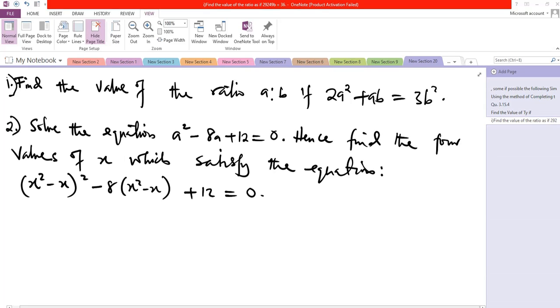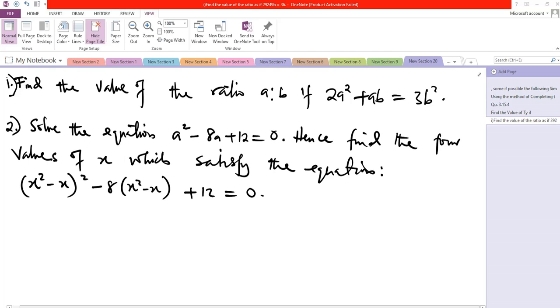Question 1. Find the value of the ratio A is to B if 2A square plus AB is equal to 3B square. Then question 2. Solve the equation A square minus 8A plus 12 is equal to 0. Hence, find the four values of x which satisfies the equation.